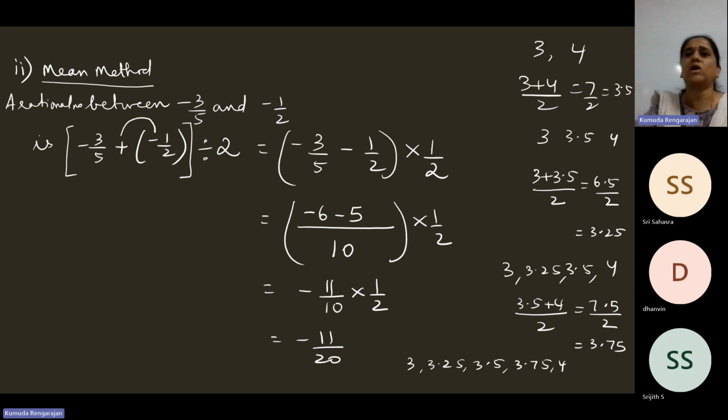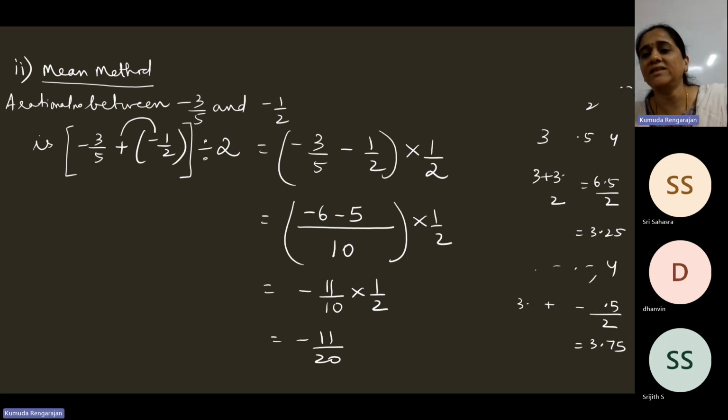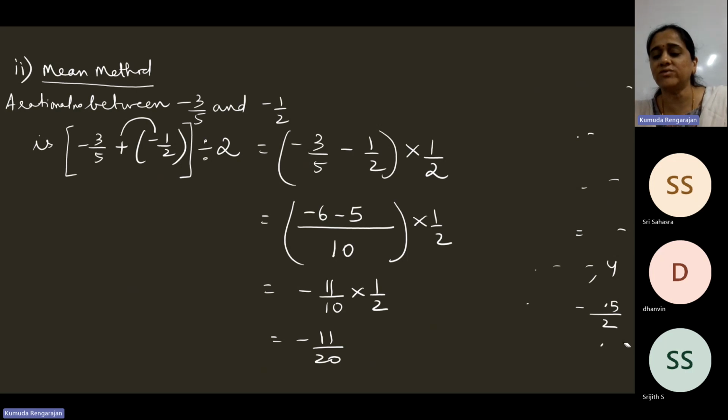Division, you do the long division and find the decimal value. It's just adding the two numbers and dividing by 2. That's all it is. Here, because it is fractions, we have to take the LCM. Okay, let me give that as another question. We'll finish this and take that as another question.